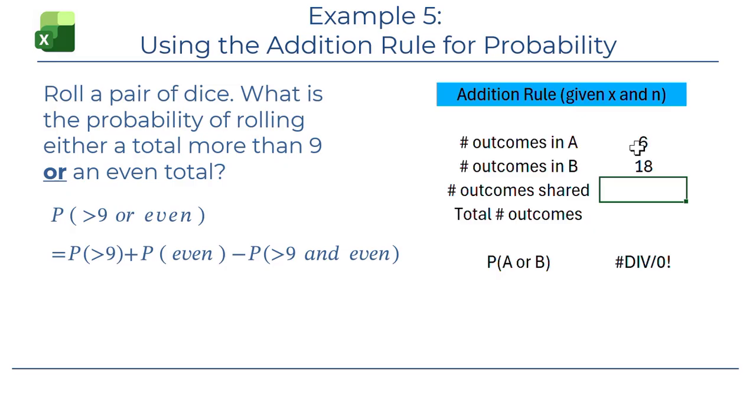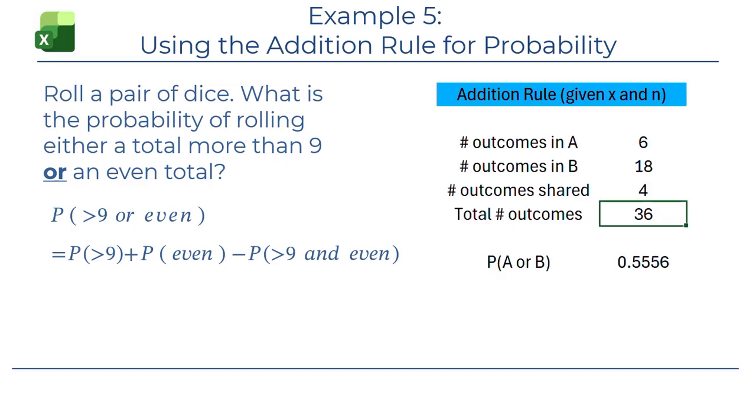In the shared outcome, we're looking for any outcomes that are both greater than 9 and even. So that would be a total of 10 or a total of 12. As we found here, the total of 10 was 3 ways and the total of 12 was 1. So that would be 3 plus 1, or 4. And again, there's still 36 ways.